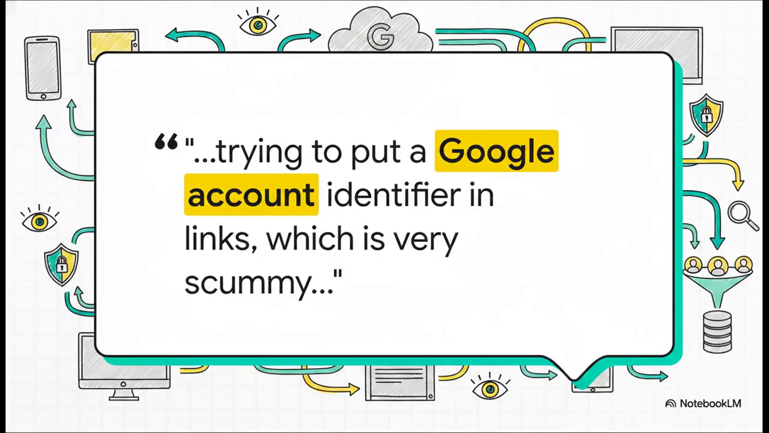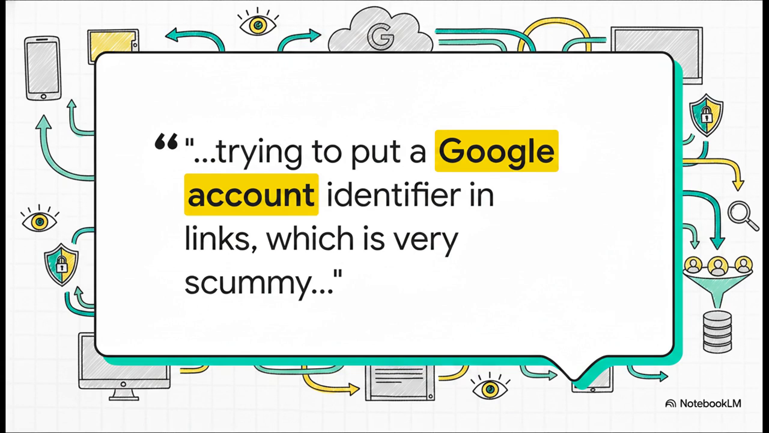And as you might expect, people definitely noticed. Tech communities on Reddit were absolutely buzzing with frustration about this silent change. Take this quote from Reddit user Dorea55, who really hit the nail on the head. They basically pointed out the inconvenience and questioned why a company would do this, saying it felt like they were trying to sneak a Google account identifier into links. They called it, quote, very scummy, instead of just providing a normal link that tells you what you're actually clicking on.